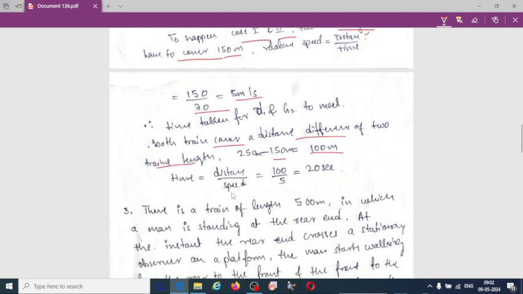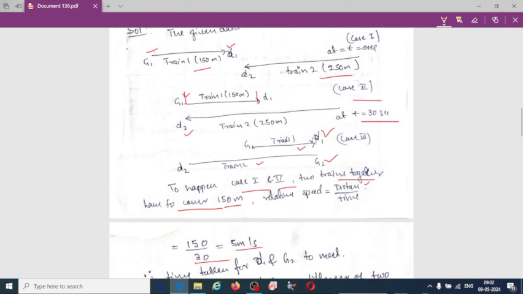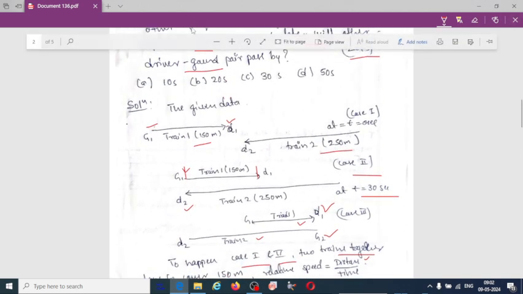So distance by speed, distance covered how much? 100 meter. Speed how much? Here in case 2 we calculated 5 meter per second. 100 divided by 5, so 20 seconds it will take to coincide driver 1 and guard 2. That is option B is correct.